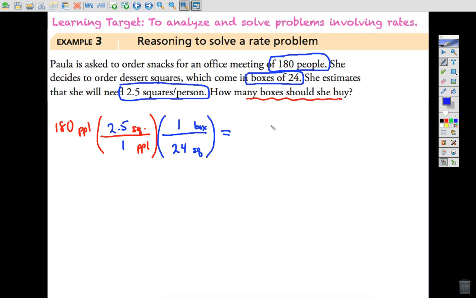So when I do that out, I end up with 18.75 boxes. And so they're not going to let you order 0.75 of a box. So if you actually need enough squares to cover everybody, Paula needs 19 boxes.